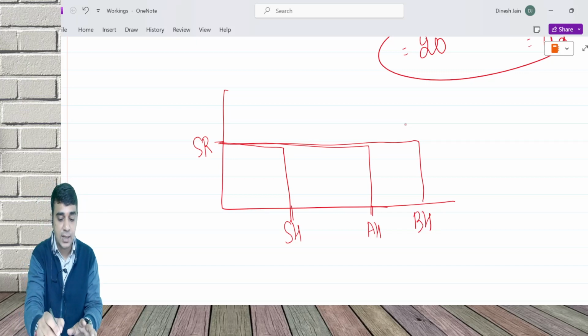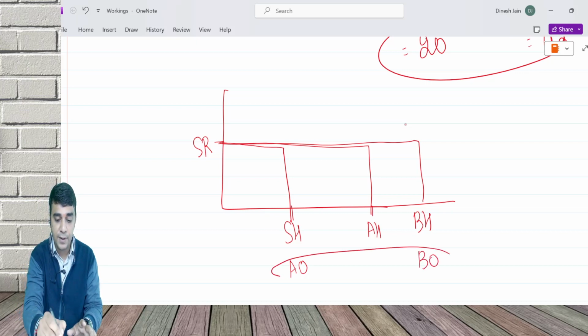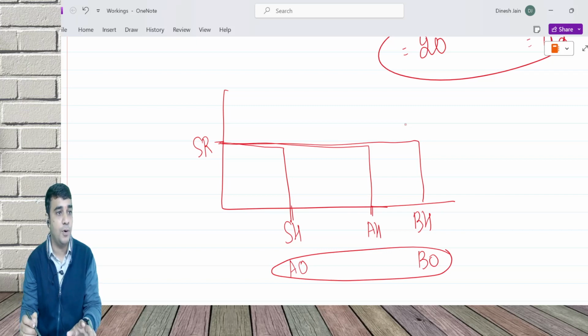This SH is otherwise called AO. You need not write this. SH is otherwise called AO. BH is otherwise called BO. The difference between this is called volume variance, the difference between the actual output and budgeted output. I wanted 40 students in the class. I've got only 20 students. That difference is volume variance.